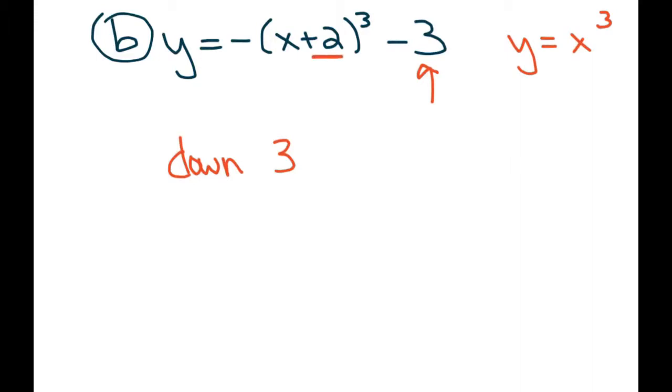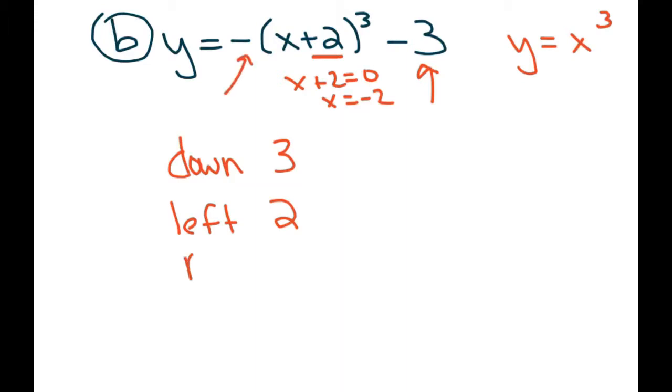Inside the parentheses is what moves the graph left or right. Remember, if you set this equal to 0 and then solve, that'll tell you if it's left or right of 0. Well, negative 2 is to the left of 0, so it moved left 2. The negative in front of the parentheses always means reflect over the x-axis.